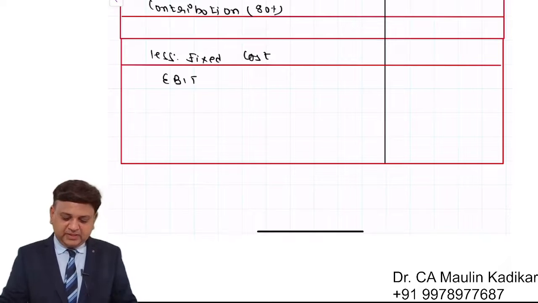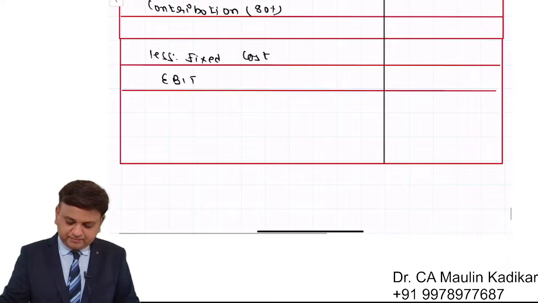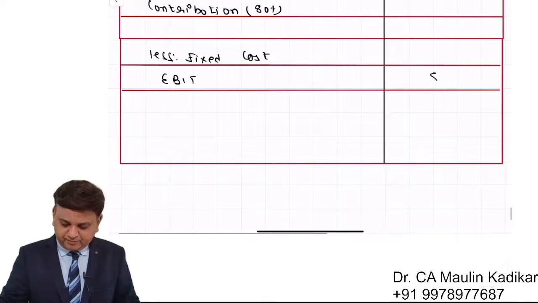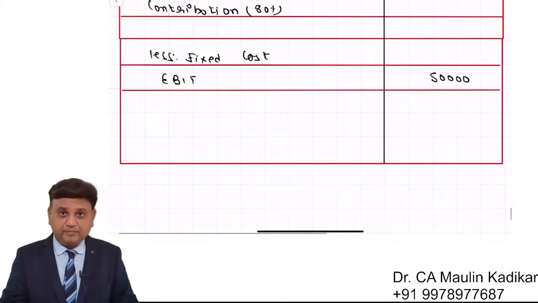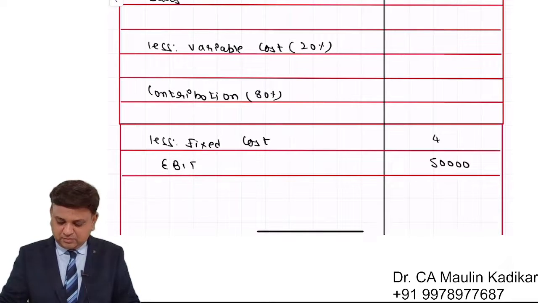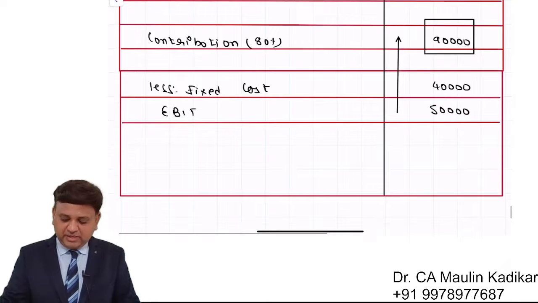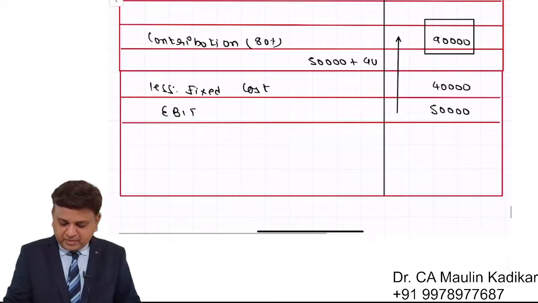The question is providing the information that the amount of the EBIT is 50,000. What is the amount of the fixed cost? It is provided, 40,000. So the amount of the contribution is 90,000. How is this 90,000 calculated? It is calculated as 50 plus 40.